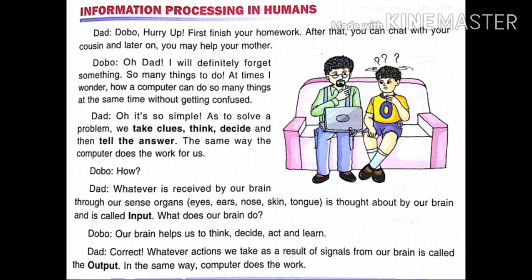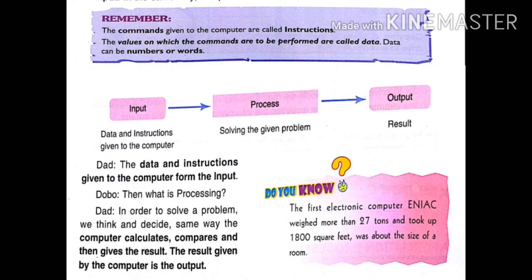Whatever information we give to the computer is known as input. After getting the information, whatever work is done by the computer to process that information is known as processing. And after processing, whatever result we get is known as output. A computer works in 3 steps. First one is input, second one is process, and third one is output.